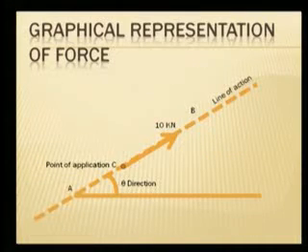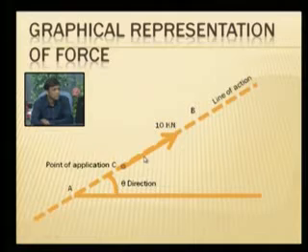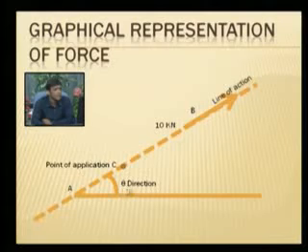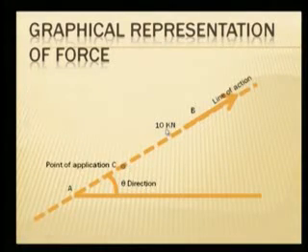Next, here is the graphical representation of force, showing how one should identify it in the force system. C is the point of application, theta shows the direction of the force, 10 kilonewton shows the magnitude of the force, and AB shows the line of action of the force.